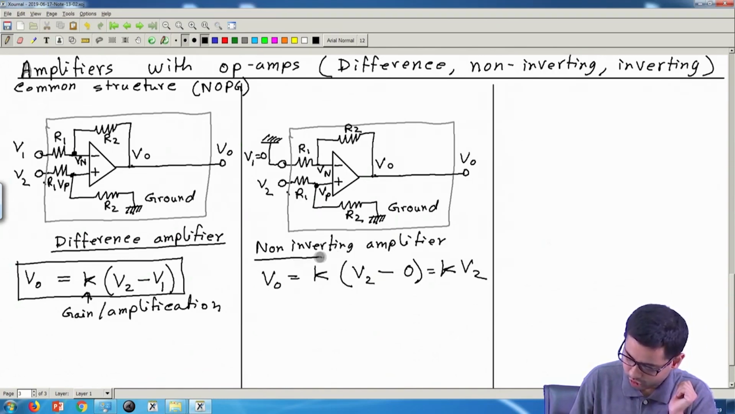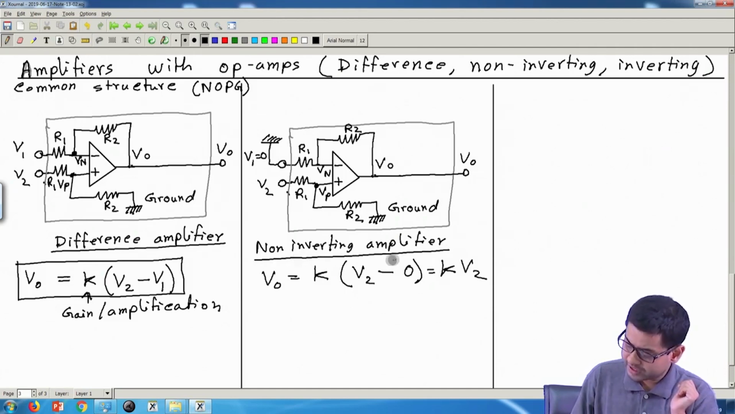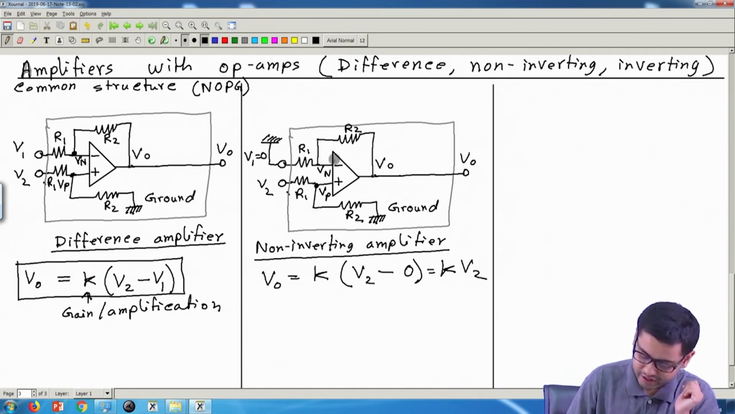This is called non-inverting amplifier. Why is it called non-inverting amplifier? Because the output depends only on one input, and it simply is the product of some constant factor times the input V2. And if V2 is positive, output is also going to be positive. That's why it is called non-inverting.